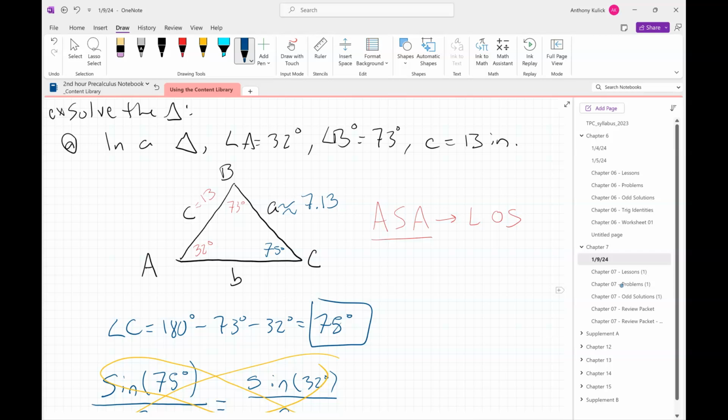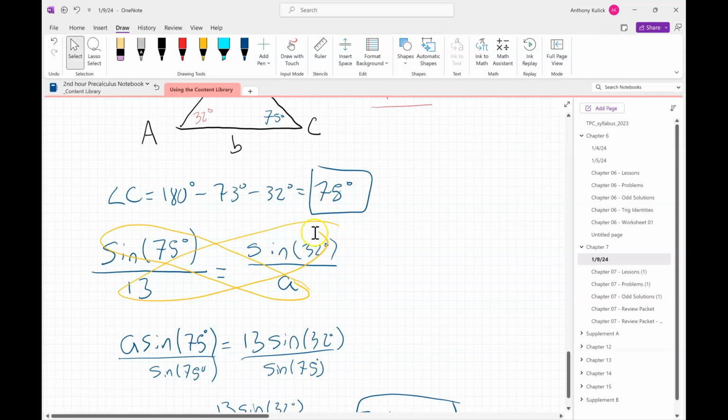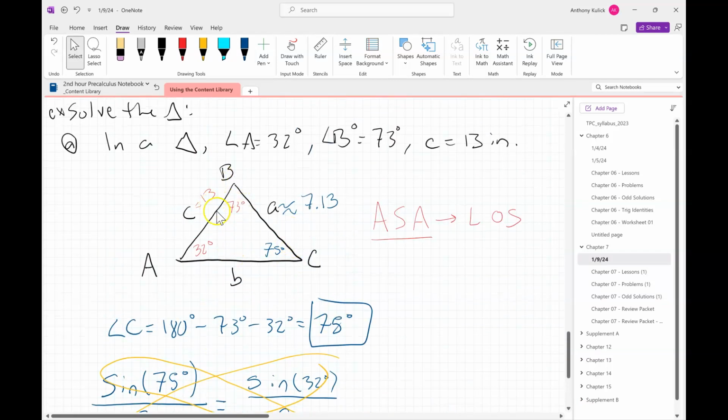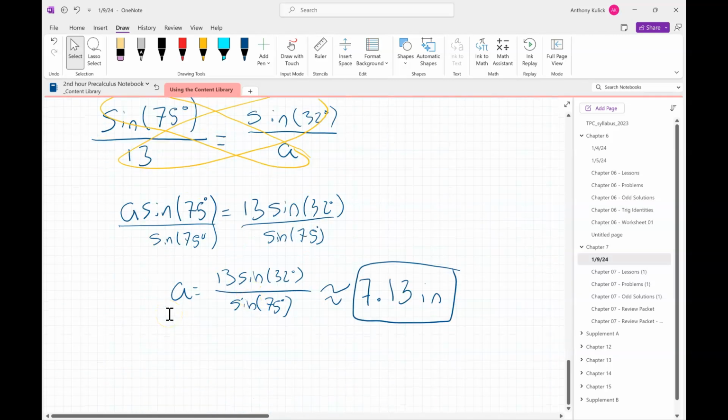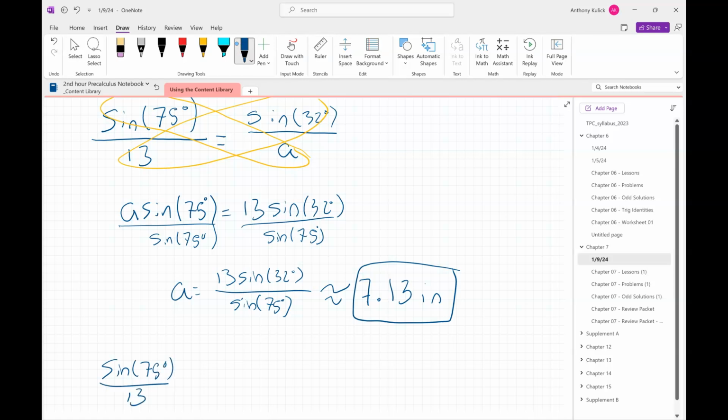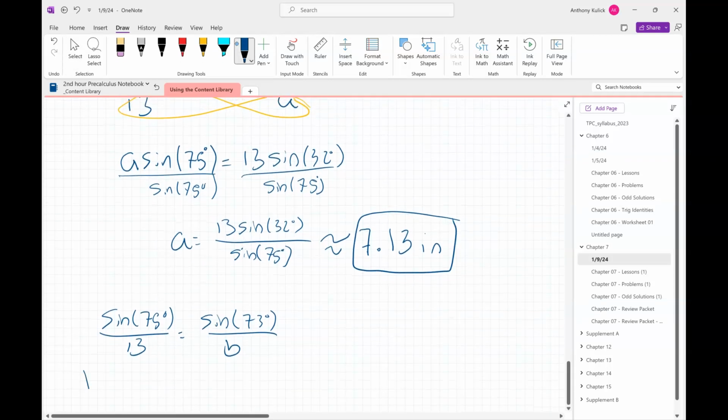Okay. So now I'm literally going to repeat the same process, except instead of using sine 32 in my formula, I'm going to be using the angle B, sine 73. Is everybody okay with that idea? So again, I'm going to do sine 75 over 13 equals, and now I'm going to do sine of angle B, which was 73, over little b. We cross multiply.